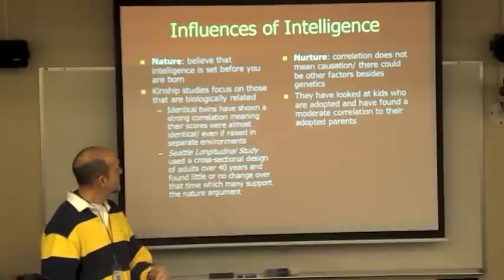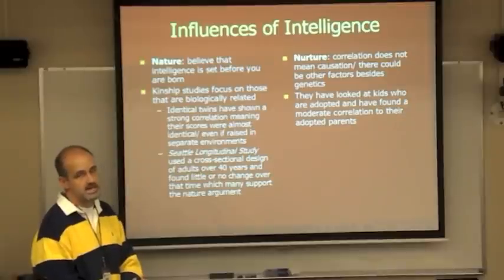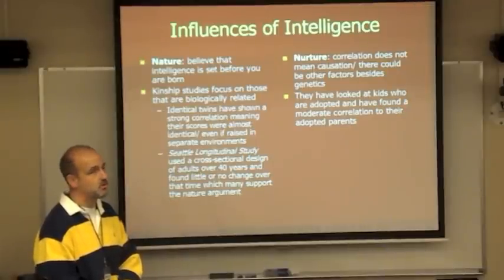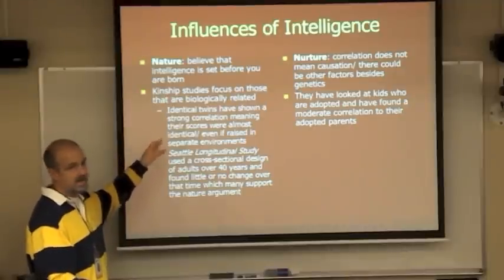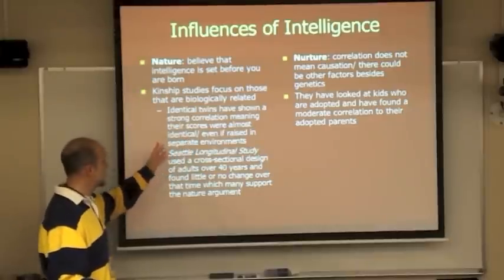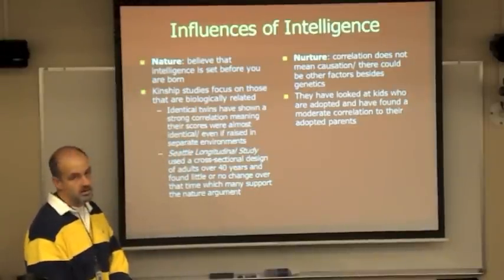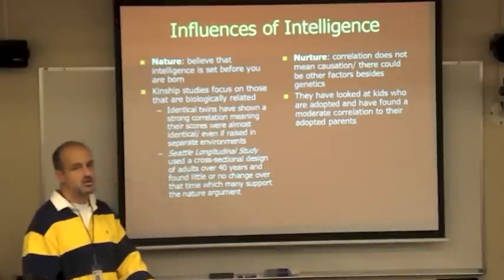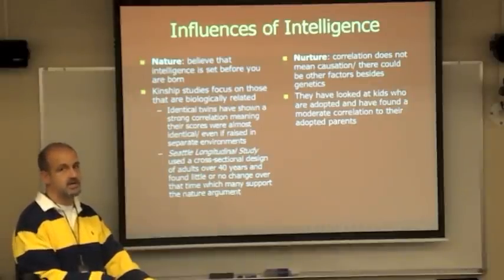Now, other influences of intelligence. Obviously, we started this off with Sir Francis Galton's notion that intelligence just comes from nature alone. There is some support that intelligence is supported on the nature side of the argument. Kinship studies, which look at people that are biologically related, have found that identical twins show a strong correlation or relationship between their scores simply because they're related, even if they were raised in separate environments. So even if the twins were separated, one twin raised in one type of environment and the other twin raised in another, they still, when brought back at a certain point, will have the same intelligence score.